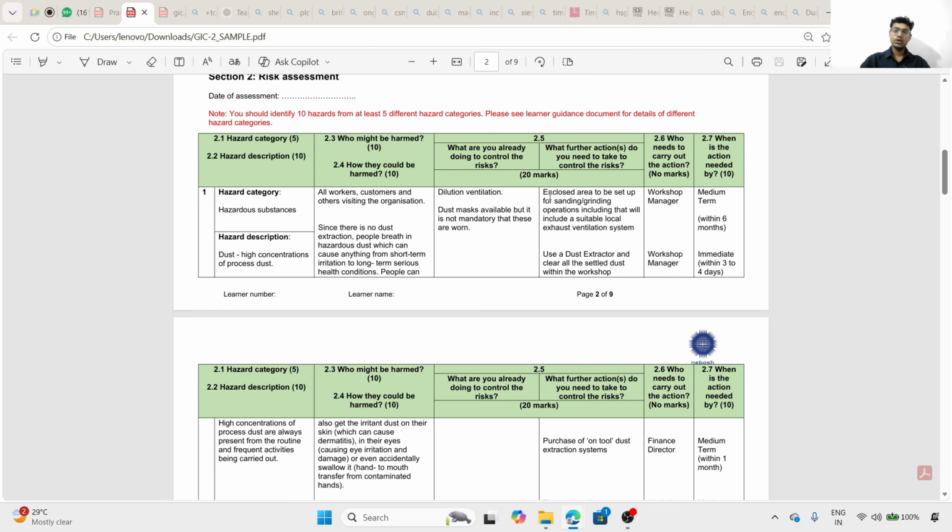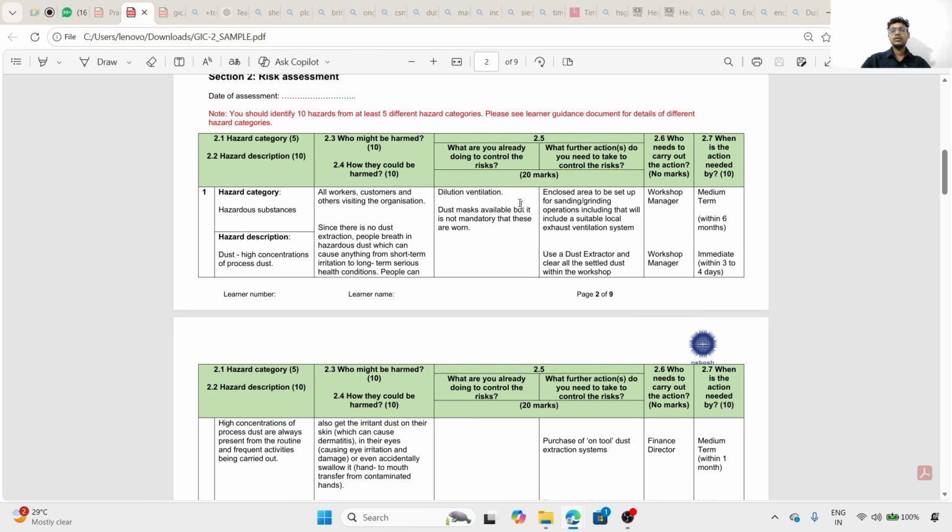So here it says an enclosed area is to be set up for sand grinding operations, which will include a suitable local exhaust ventilation system. In the workshop, the sandblasting and grinding happen at high pressure. The sand is blasted with a jet under heavy pressure, so all this scattered sand stays in the atmosphere, and if people are not wearing the proper PPE, they will breathe it. In the long term, that is very dangerous.